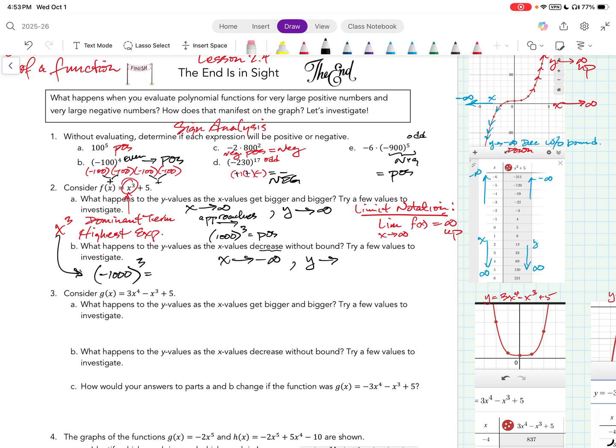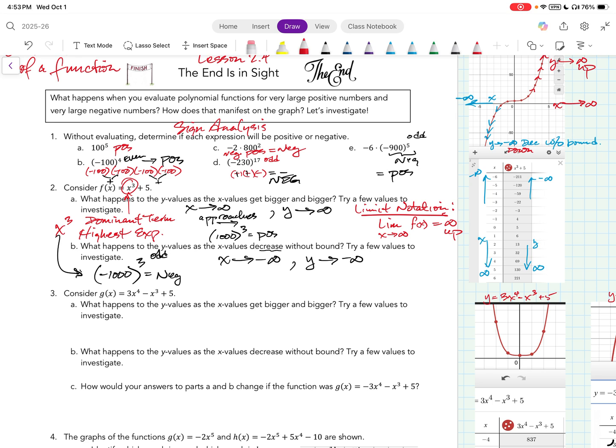Here, if you take a negative number to an odd power, you're going to get a negative number. It's going to be negative 1,000 times 1,000 times 1,000. It's got to have 9 zeros. So this is a huge negative number, which means the y values are getting extremely negative. Which means the y values are approaching negative infinity, and which means the function is going down. Just look at the graph in the upper right there.